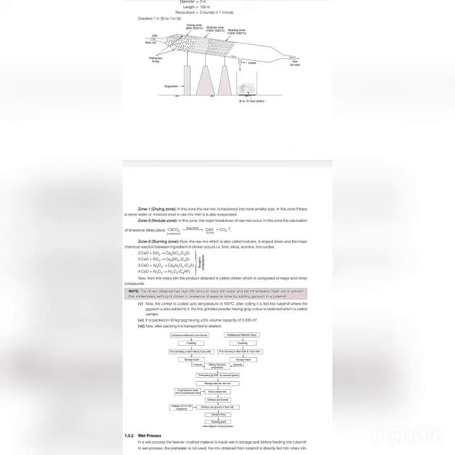Now from this rotary kiln the product obtained is called clinker, which is composed of major and minor compounds. Then the clinker is cooled to a temperature of 100 degrees Celsius. After cooling it is fed into the tube mill where gypsum is also added to it. The finely ground powder having grey color is obtained, which is called cement. It is packed in 50 kg bags having plus or minus 5% volume capacity of 0.035 m cube. Now after packing it is transported to dealers.